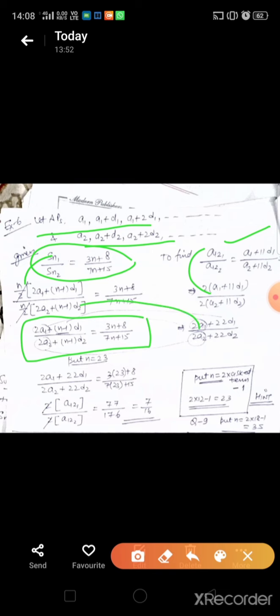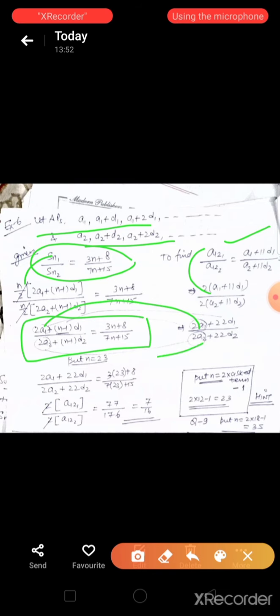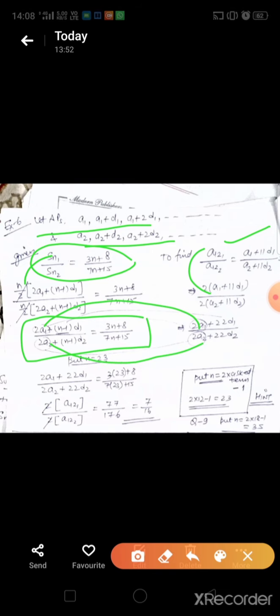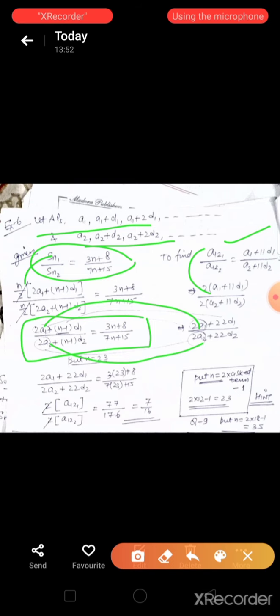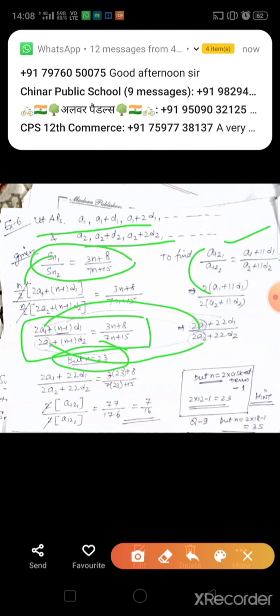सो हमारा 2a1 से 2a1 मैच हो गया, 2a2 से a2 भी मैच हो गया. d1 और d2 का कोफिशिएंट है 22 यहाँ पे और हमारे पास कोफिशिएंट है n-1. तो अगर हम n की वैल्यू 23 पुट कर दें तो हमारा ये रेशो बन जाएगा. सो दैट इज व्हाई वी हैव पुट n इज इक्वल्स टू 23.